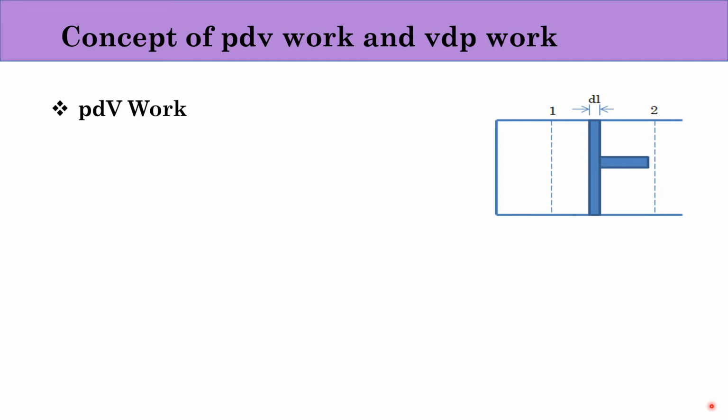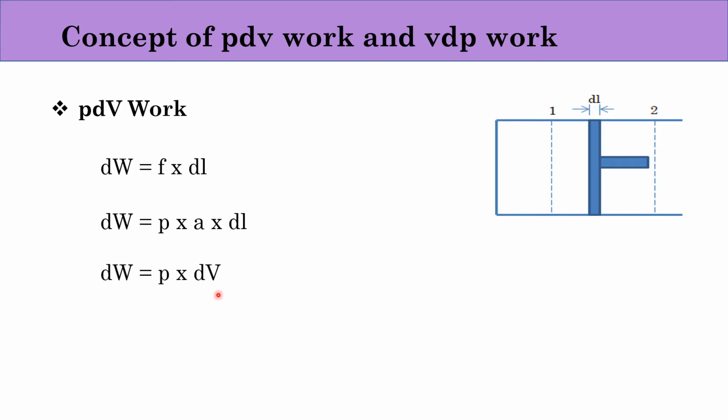As we know, work done is force into displacement, and dW is written as F into dl. Now force is nothing but the pressure exerted on the piston, say P, times the area of the piston, say A. So force can be written as pressure into area into this dl. Now area into displacement means volume. So this is also an infinitesimal volume swept by the piston. This can be written as P into dV.